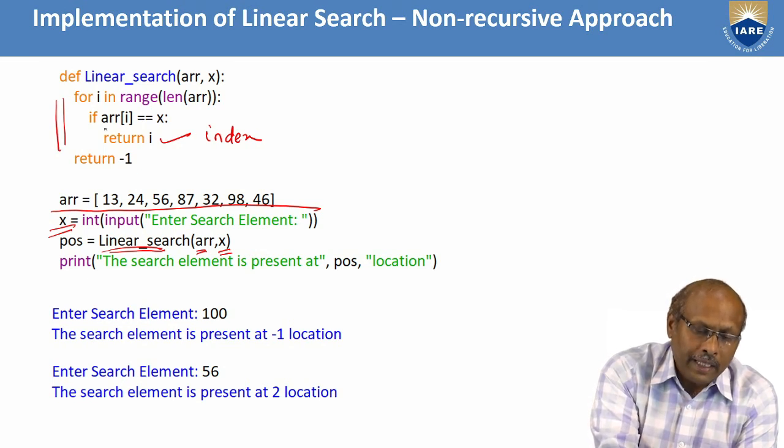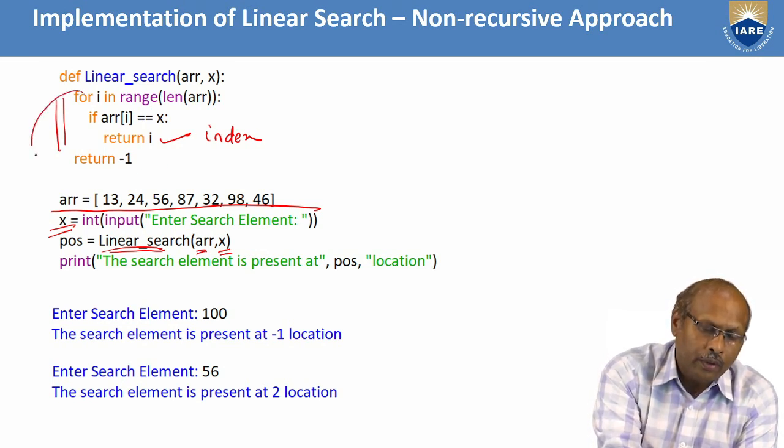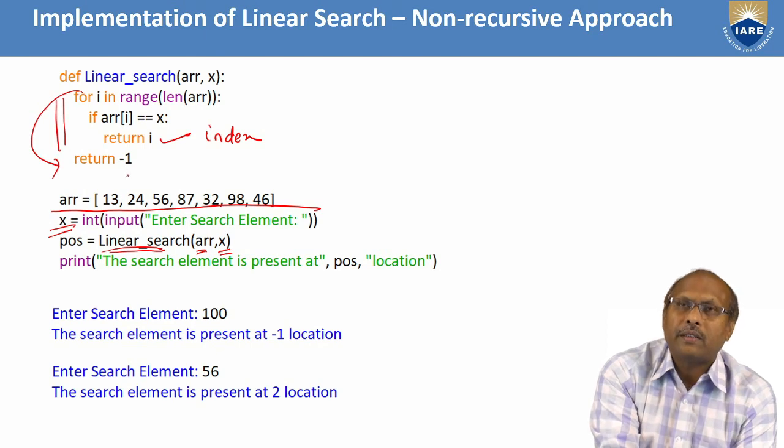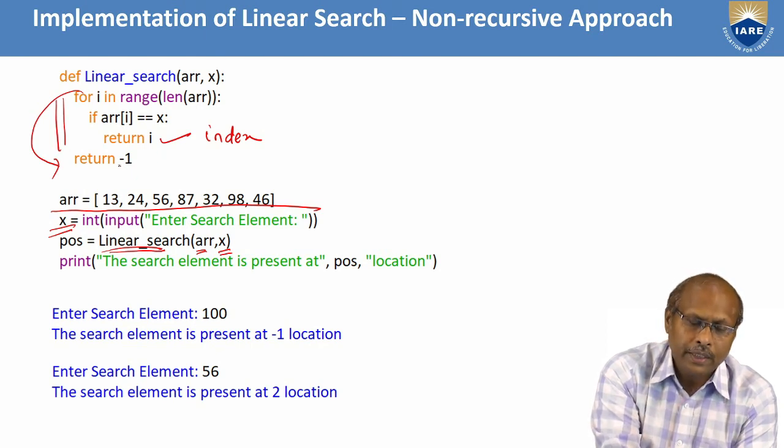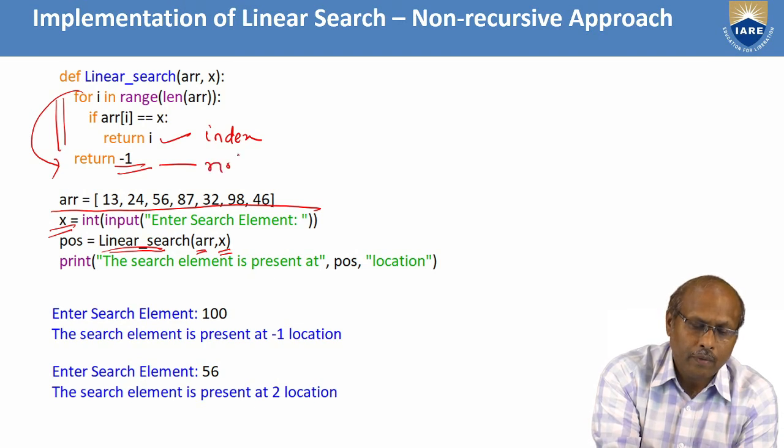If it is not matching, then the loop will be over. By the time the complete loop is over, it returns -1. The -1 indicates not found.